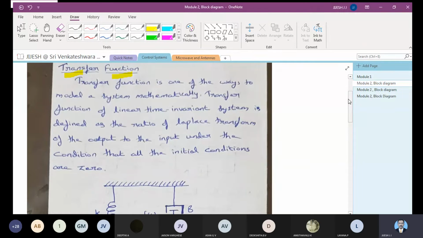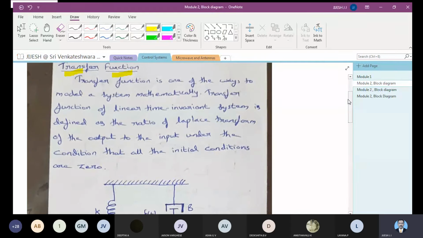Once you complete the definition for that, just let me know. We'll move on to some of the equations and all further. So already you have studied these things. Have you completed this?